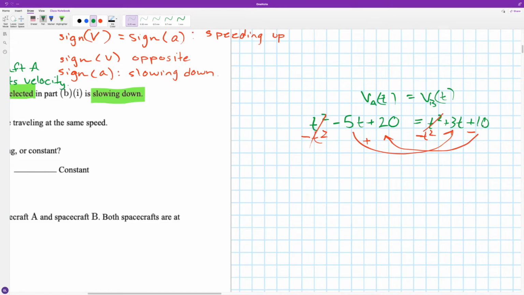20 minus 10. So that gives me 10. I probably should do all the steps, but I'm afraid we're going to make mistakes. We subtract that over, the 20 minus 10 is 10. And then we're going to add 5t to both sides, and that becomes 8t. At the end of the day, it looks to me like 10 over 8 is the time at which they have the same speed. We can reduce this to 5 over 4, or approximately 1.2 seconds.